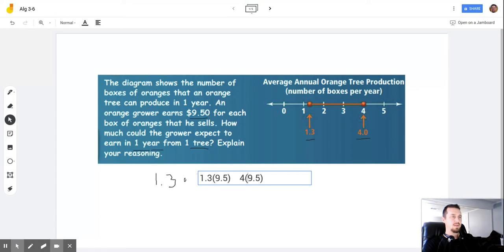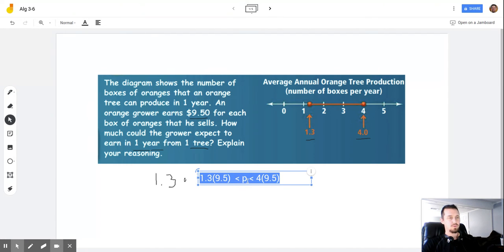So if we call the profits P, they have to be somewhere between these two values. In other words, we would expect P to be greater than 1.3 times 9.5, and we would expect P to be less than 4 times 9.5. And this might look a little bit weird if you haven't seen anything like this before.